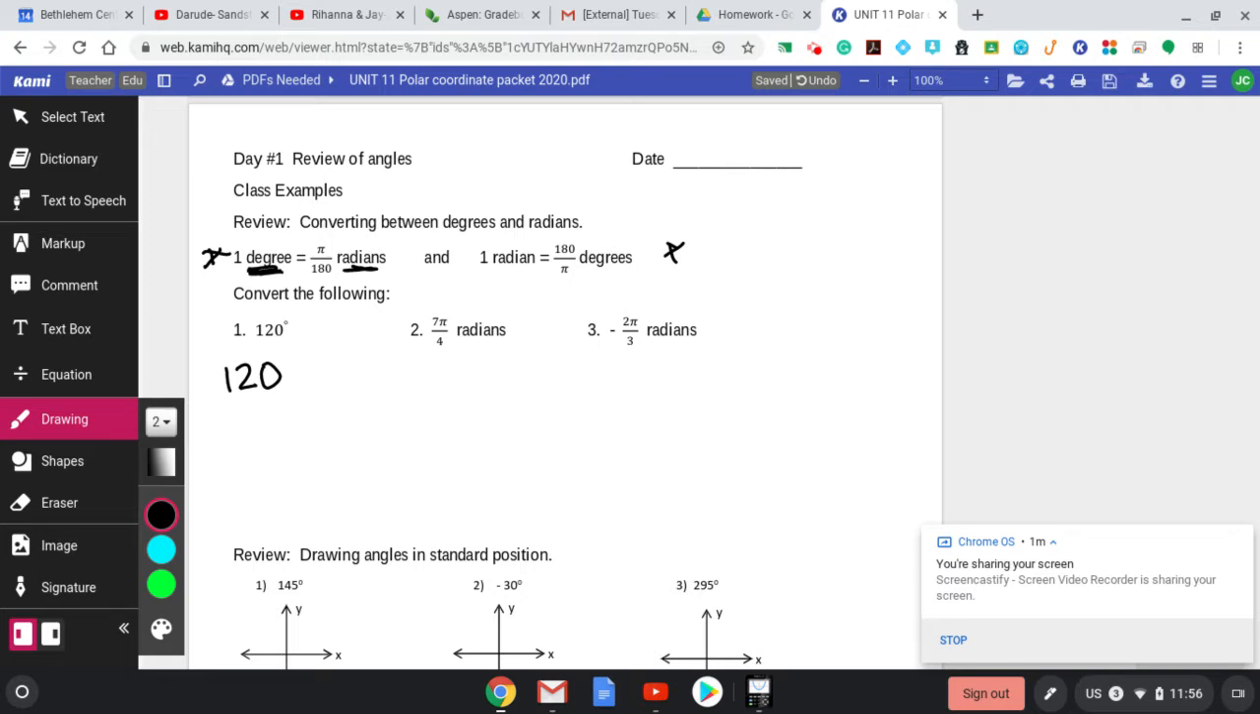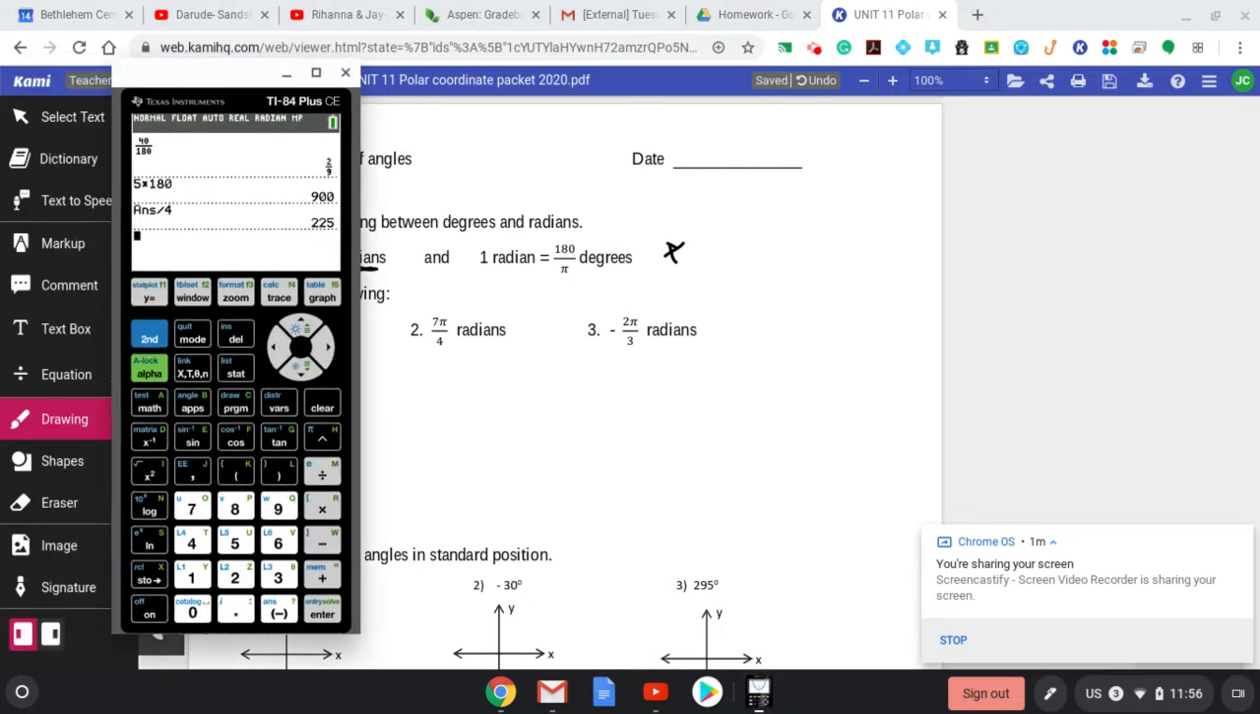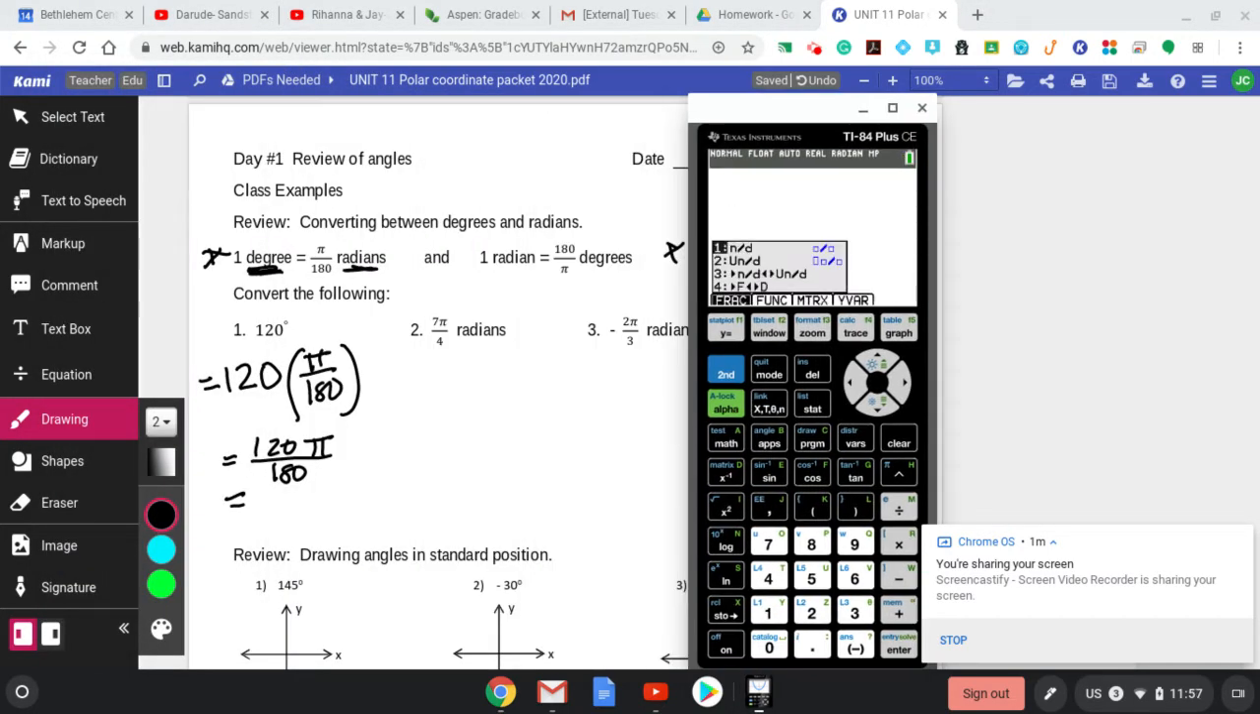So what we're going to do is take 120 and multiply that by pi over 180. What I'm looking for you to do is keep the pi in your answer. And now, instead of leaving it 120 over 180, reduce that down. The way we can reduce it is you can go to your graphing calculator, put 120 over 180 in a fraction template, and the calculator will reduce it for you. 2 pi over 3. So that is what 120 degrees is in radians, 2 pi over 3.